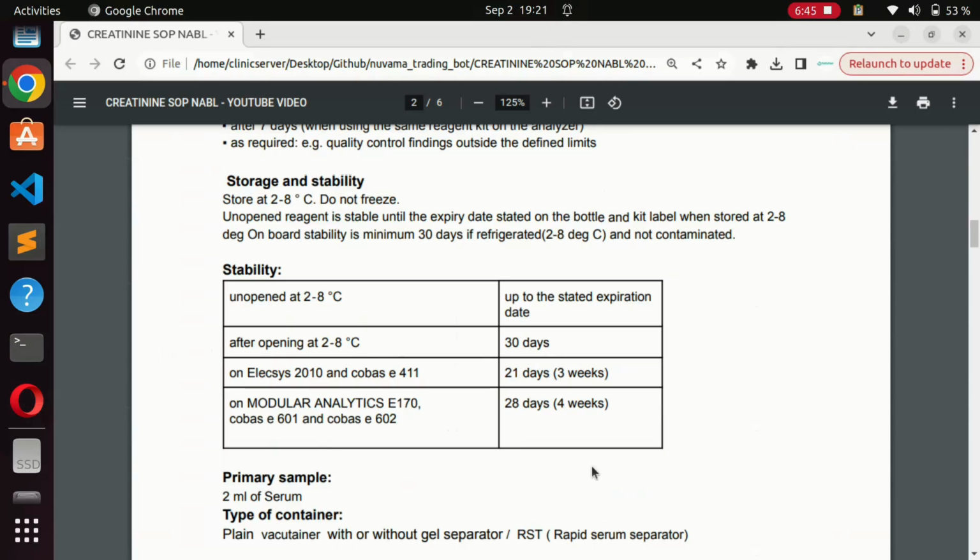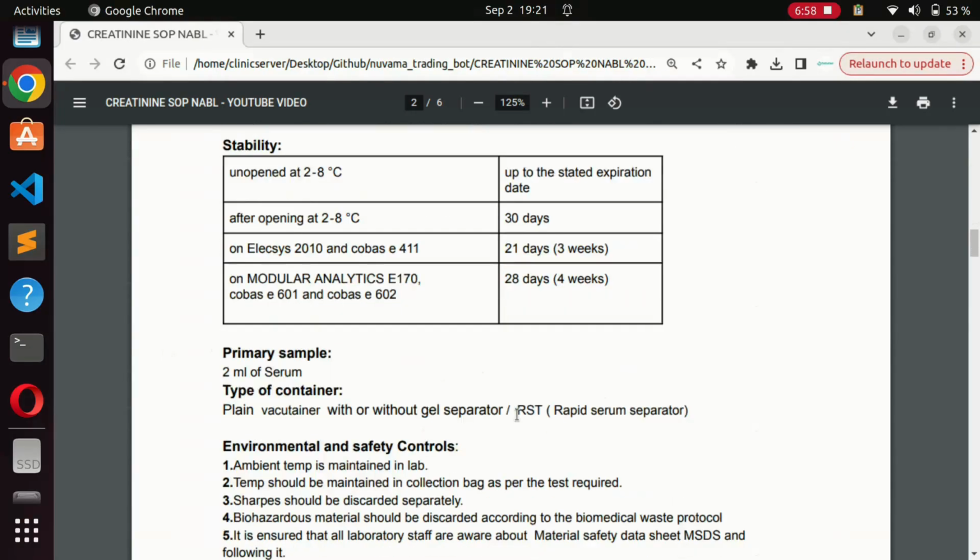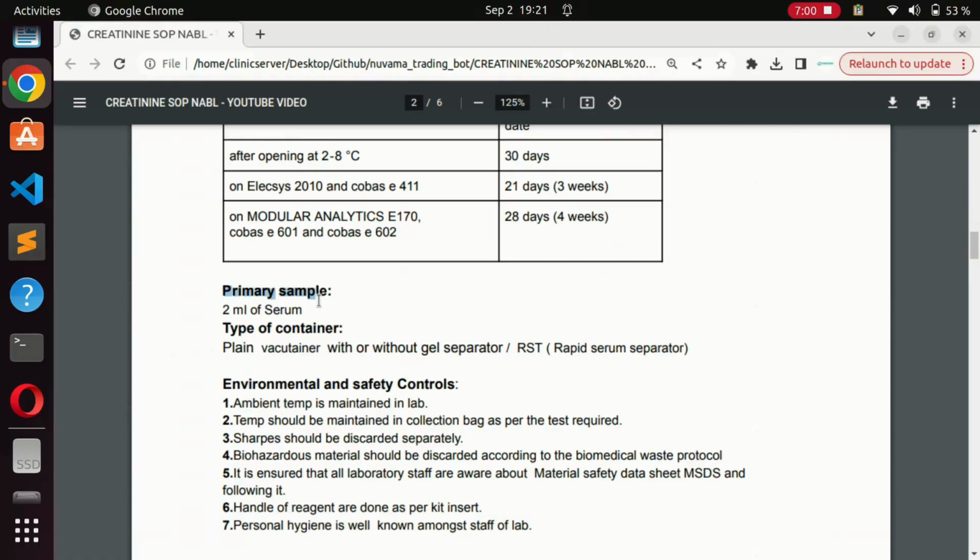So it's just a table talking about this. If the bottle has not been opened and it is kept at 2 to 8 degrees, it is stable up to the date of expiry. If the bottle has been opened and kept at 2 to 8 degrees, it is stable for 30 days. And then some machine specific stabilities are also mentioned. These are probably from the reagent bottle itself.